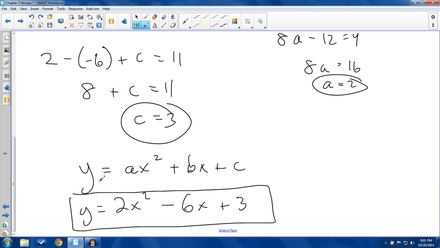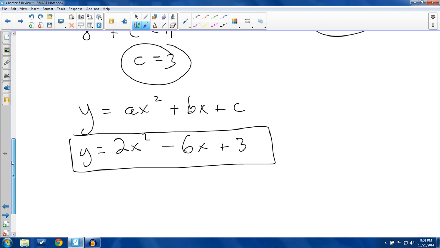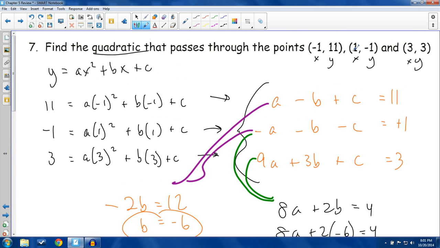Okay, and I'm satisfied with that. In other words, if I were to graph this or anything else, this is the graph that passes through these 3 points. And it's the only parabola that can pass through those 3 points. It's unique to it. That's why we only got one equation.